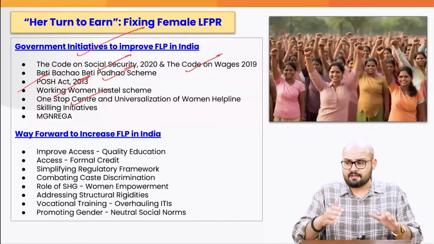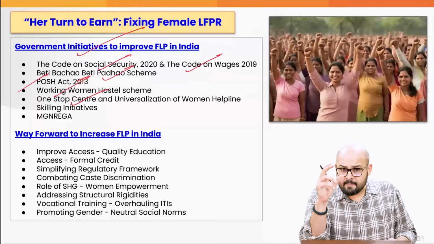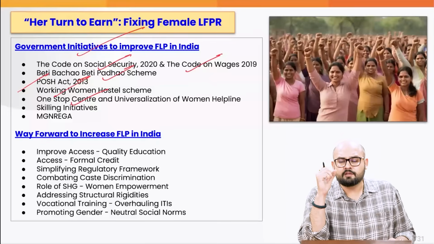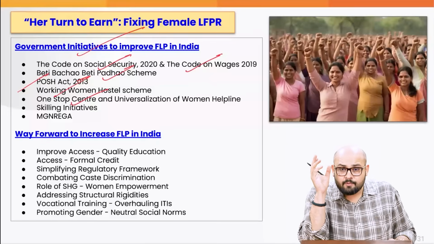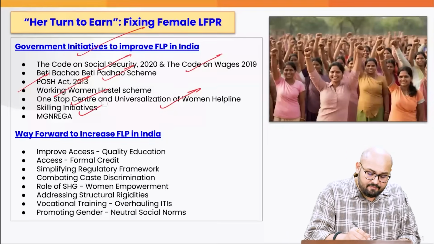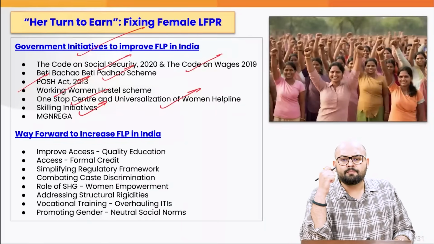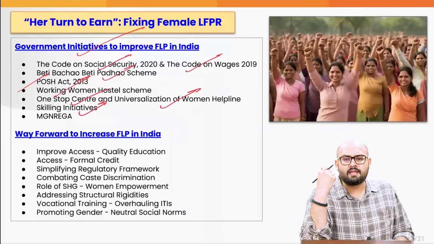These one-stop centers in different districts around the country have been focusing on women in distress, or women who have faced violence, trying to rehabilitate them, right? And universalization of the women helpline. Then we have the skilling initiatives, be it through the National Skill Development Corporation, right? Or through other mechanisms, primarily focusing on livelihood opportunities for women.